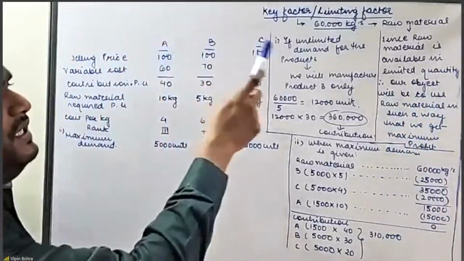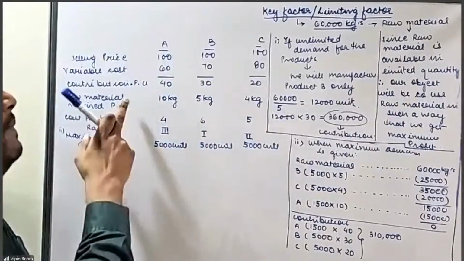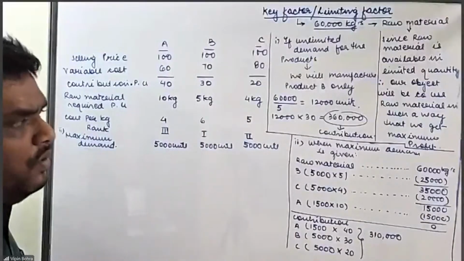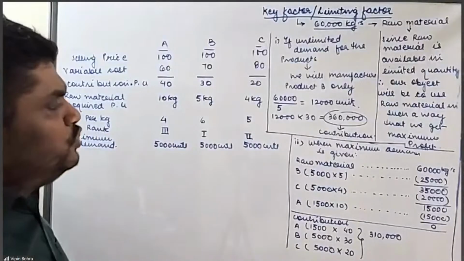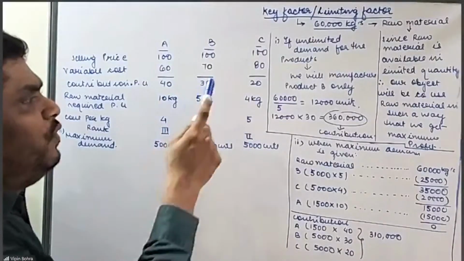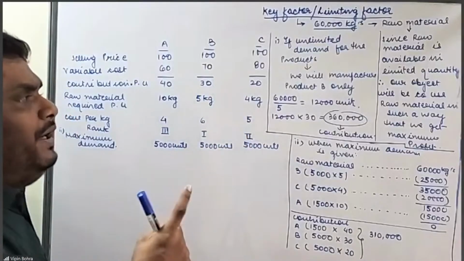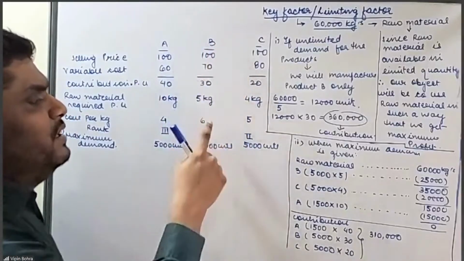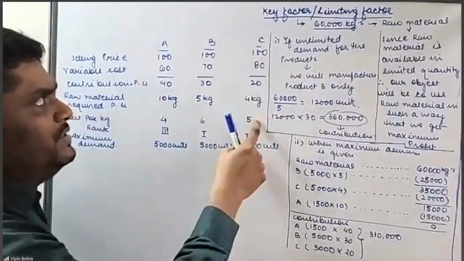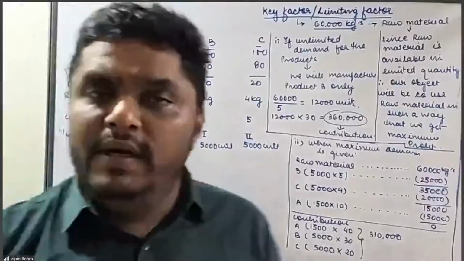We are manufacturing 3 products A, B, and C, and their contribution per unit is 40, 30, and 20. My raw material required per unit is 10, 5, and 4. So we will calculate the contribution per kg of raw material, that is 4, 6, and 5: 40 divided by 10 is 4, 30 divided by 5 is 6, and 20 divided by 4 is 5. The contribution is highest in case of B, that is 6, so first priority will be given to B, second priority to C, and third priority, since the contribution is least, to A.